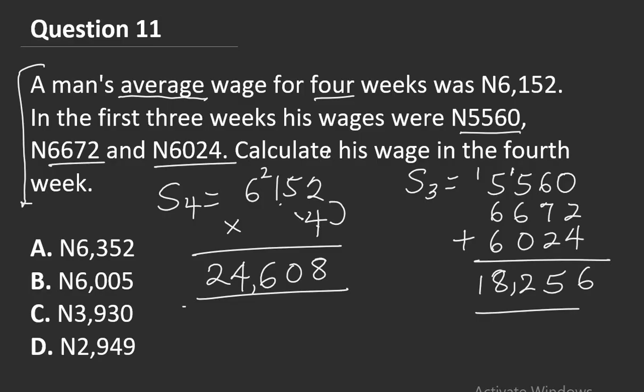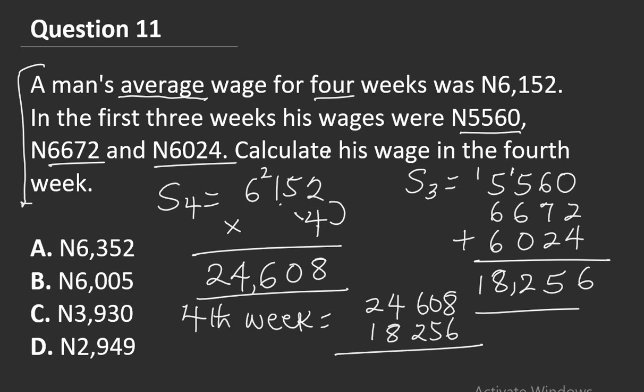We are looking for a single item, what the person will get for the 4th week. So to get this item, it will be the total 24,608 minus the sum of 3, 18,256. 8 minus 6 is 2. Borrow 1 here, 10 minus 5 is 5. 5 minus 2, 3. Borrow 1. 14 minus 8, 6. So the answer is 6,352 naira, which is option A.